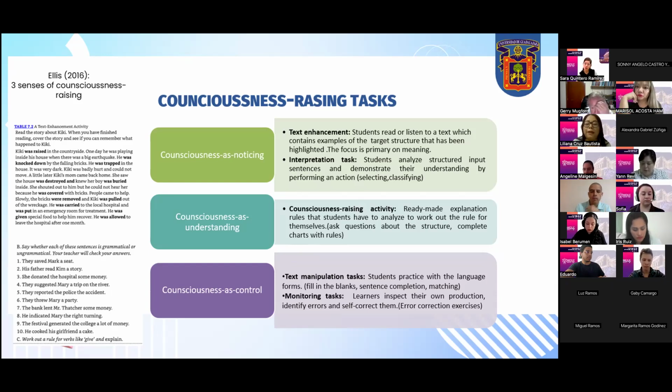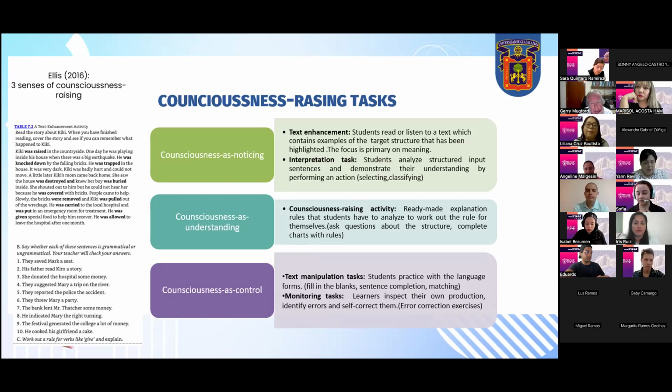In this type of task, learners have to demonstrate that they refine the acquisition of those grammatical structures. They are usually given a text, and this text contains errors, and the students have to identify the errors and correct them.